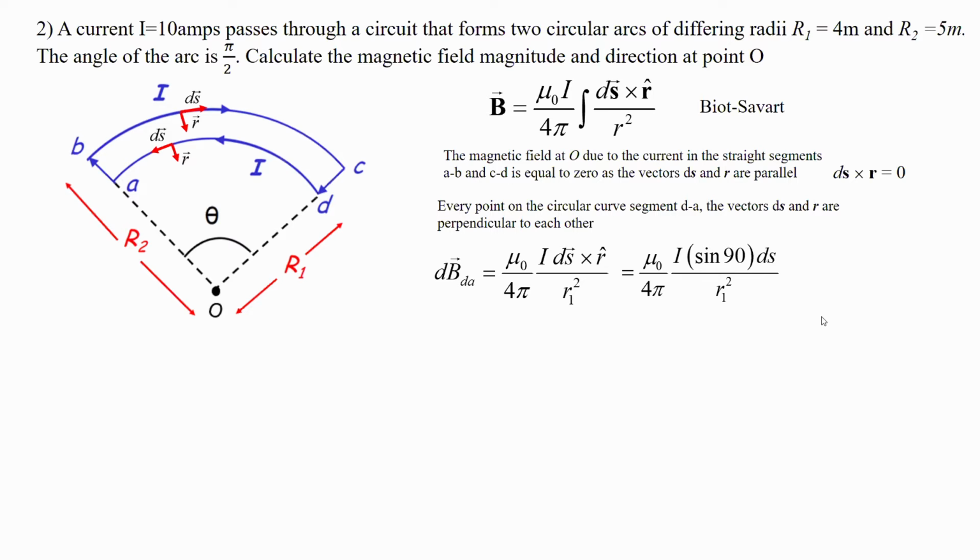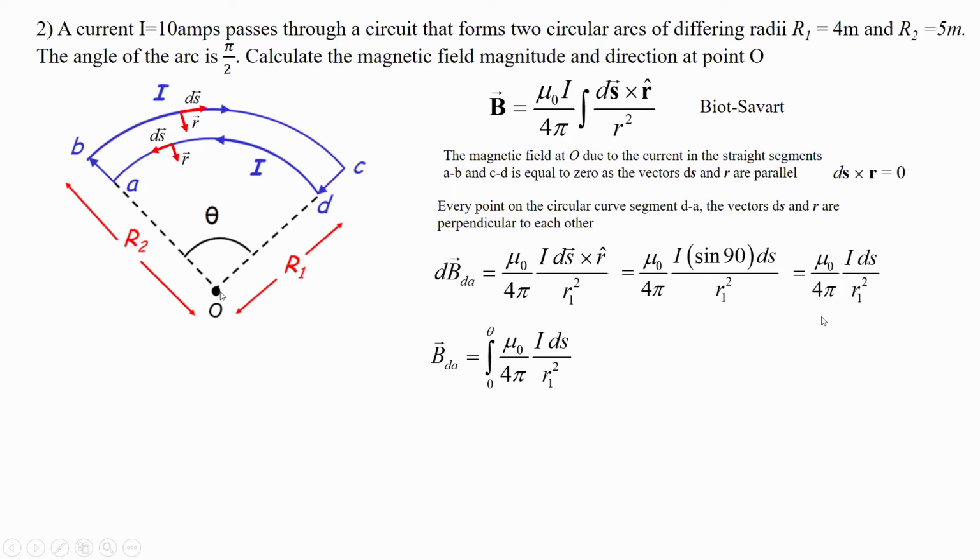Sine of 90 is always 1. And by the way, the magnitude of the unit vector r is 1, so that's why it disappeared. And so we're just left with this relationship: for every small segment ds, that's the contribution dB to the magnetic field at the observation point O.